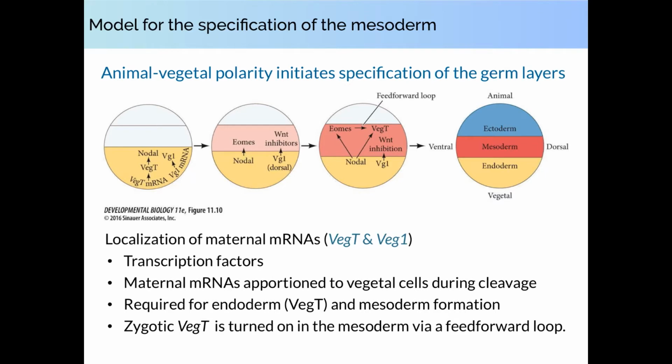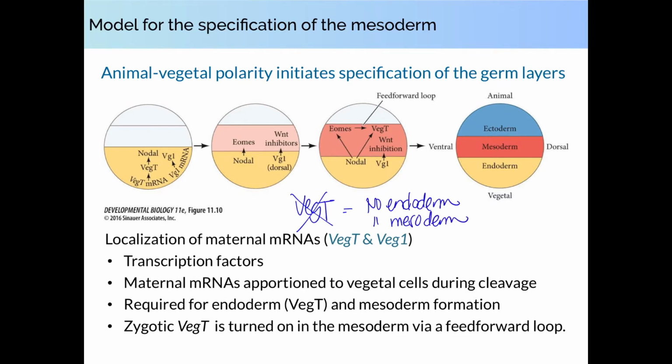Another gene that's activated by VegT is the paracrine factor Nodal. And Nodal is going to be secreted from these endodermal cells and signal the cell layers above it to become mesoderm. Now, some of the genes activated by Nodal also lead to the zygotic expression of VegT in the presumptive mesoderm. So VegT is not only important for specifying the endoderm, but also for specifying the mesoderm. So if we were to get rid of VegT, we would have no endoderm and no mesoderm. So basically, what we would end up with would be an embryo that is just a ball of ectoderm.